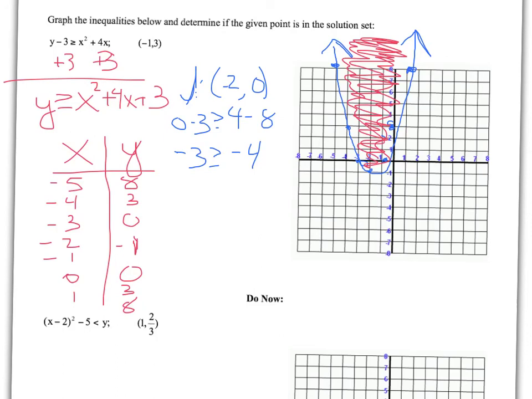The question does ask, is the point -1, 3 part of the solution? I look for -1, 3, which is right there where I put the black X. I see that at -1, 3 it's inside the shaded region. So yes, it is a point in the solution set. I'm just going to put a yes next to it.